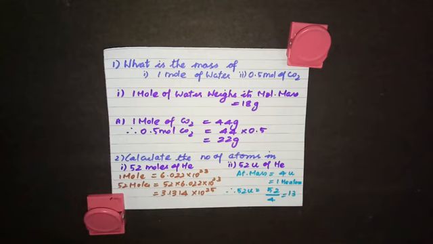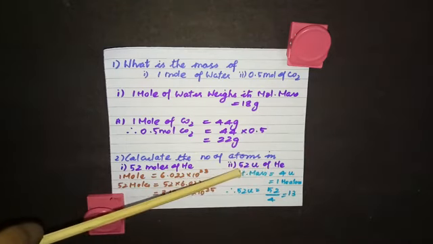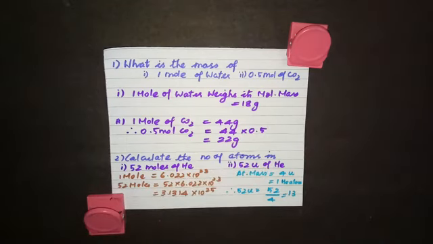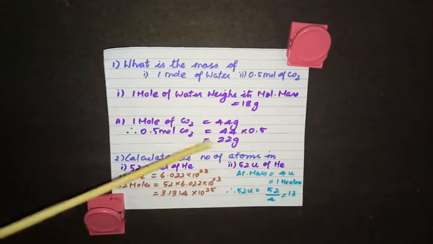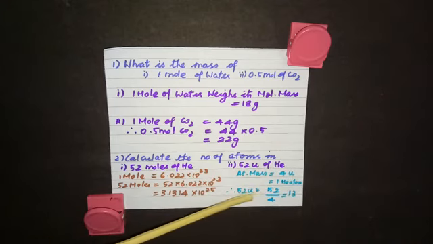Look at the next question. Calculate the number of atoms in 52 units of helium. Just now I told you what is the atomic mass of helium. It is 4 units, which means 4 units, 1 atom. So in 52 units, how many atoms? See, 4 units, 1 helium atom. In 52 units, how many atoms will be there? 52 divided by 4, that gives you 13 atoms. So there are 13 atoms in 52 units of helium.